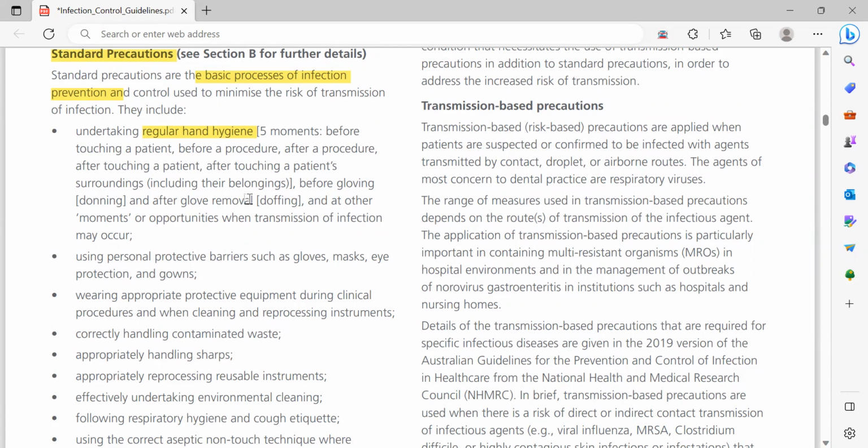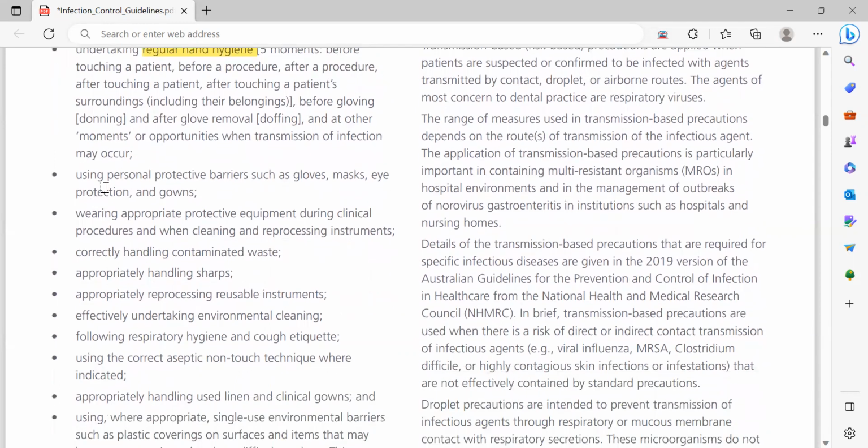So you need to be performing regular hand hygiene, sanitizing your hands as much as you can: before touching a patient, before starting a procedure, after touching a patient, after touching a patient's surroundings, and with gloves also, before wearing gloves and after removing gloves, just do the hand sanitization. Then use personal protective barriers, such as gloves, masks, eye protection, and gowns.